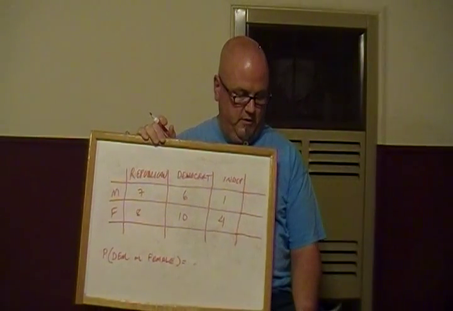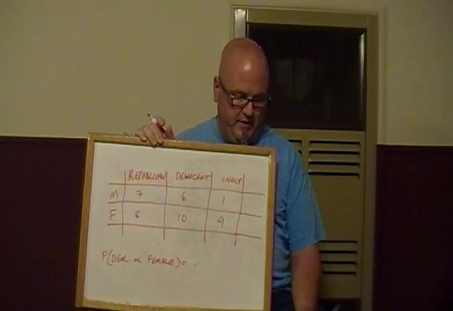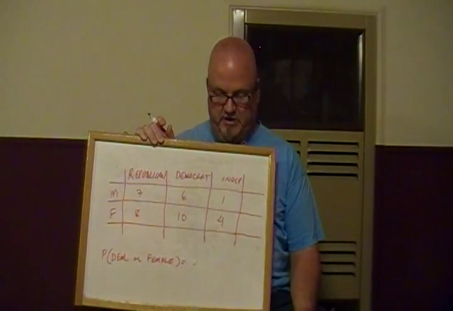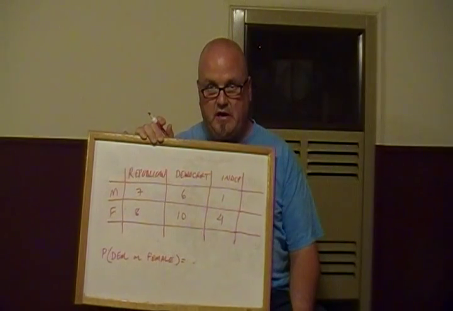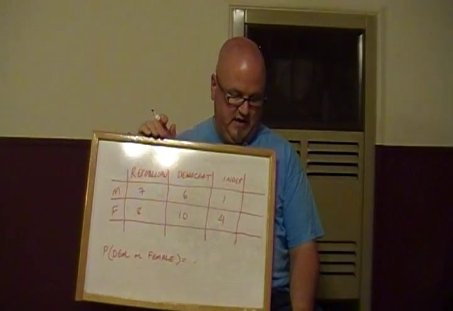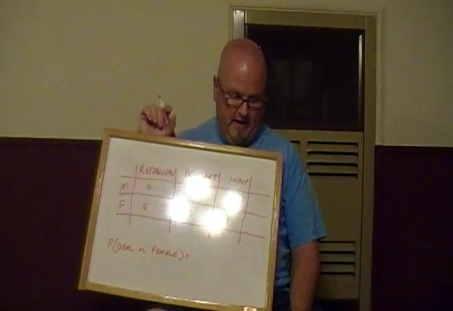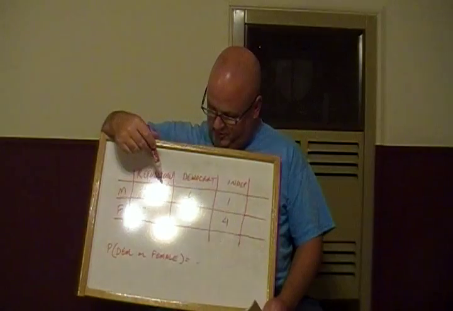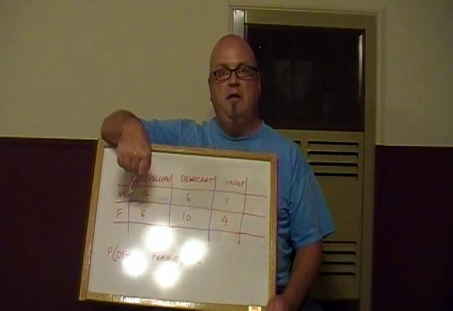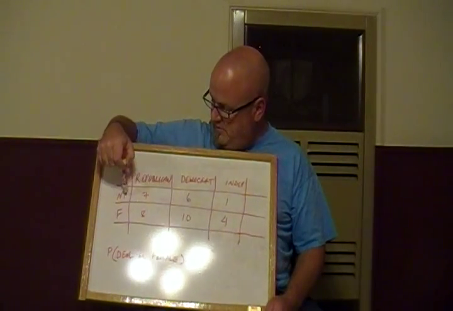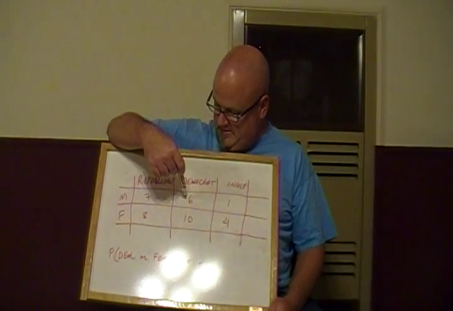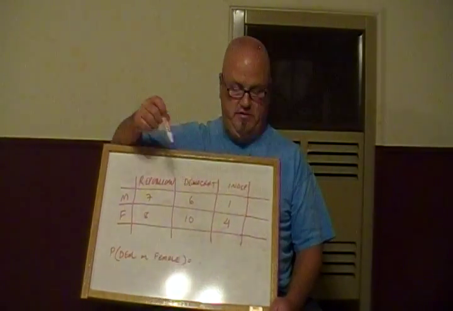Alright, tonight we're going to do another probability problem, but this time this is with non-mutually exclusive events. If you watched the previous video on mutually exclusive events, this one is kind of an expanded version of that. In this one, not only do we have Republicans, Democrats, and Independents, but we have them divided up by male and female too. So we have 7 male Republicans, 8 female Republicans, 6 male Democrats, and so on and so forth.